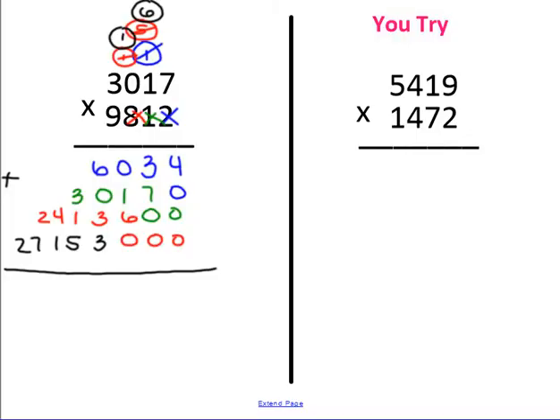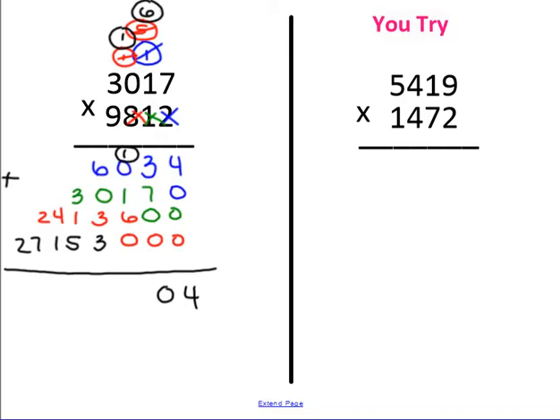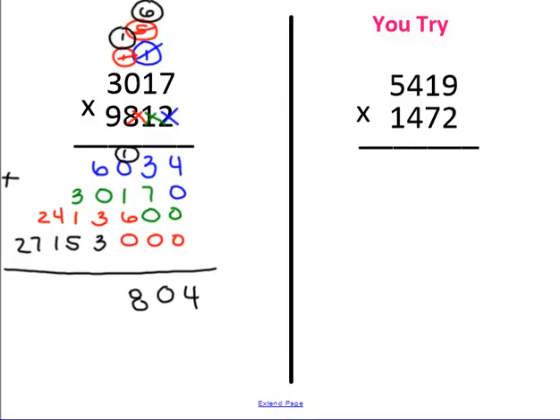So 4 plus 0 plus 0 plus 0 is 4. 3 plus 7 plus 0 plus 0 is 10. So I'm going to carry the 1. 0 plus 1 plus 6 plus 0 is 7, plus 1 is 8. 6 plus 0 is 6, plus 3 is 9, plus 3 is 12. So I'm going to carry a 1, and I'm going to put a 2. 3 plus 1 is 4, plus 5 is 9, plus 1 is 10. So I'm going to carry another 1. 4 plus 1 is 5, plus 1 is 6.